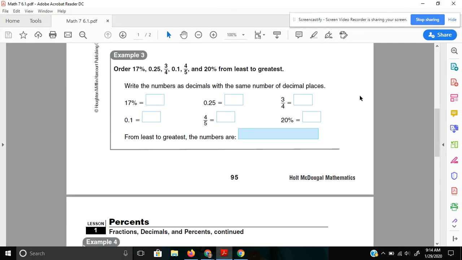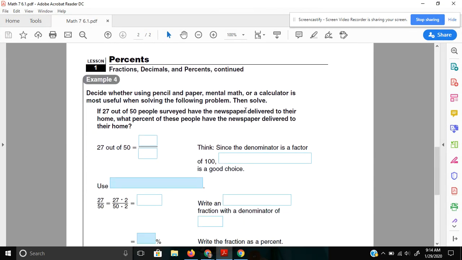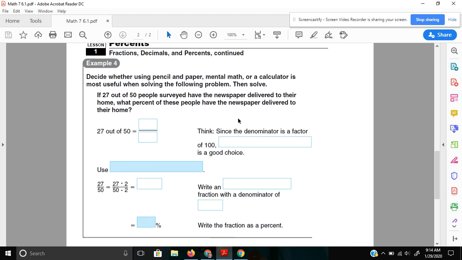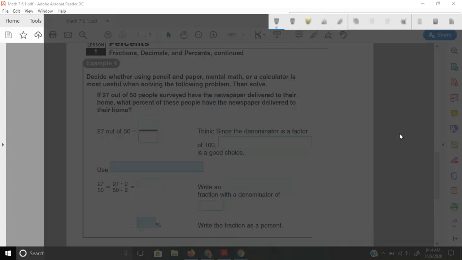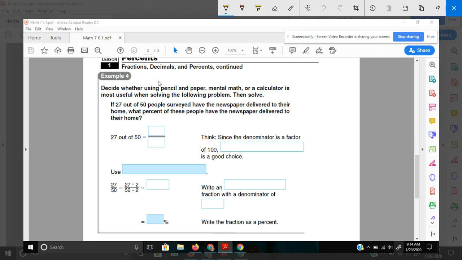Right? Go ahead and flip to the back side for the last example today. It says, decide whether using pencil and paper, mental math, or a calculator is most useful when solving the following problem, and then solve it. It says, if 27 out of 50 people surveyed have the newspaper delivered to their home, what percent of these people have the newspaper delivered to their home? Okay, so 27 out of 50, we can think about that as 27 is your part and 50 is your total.